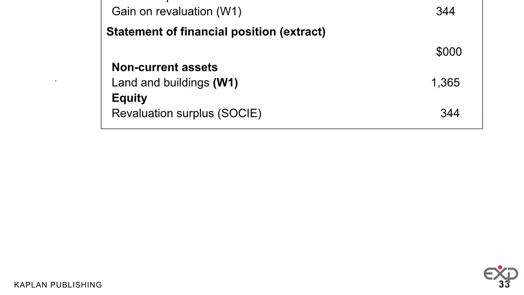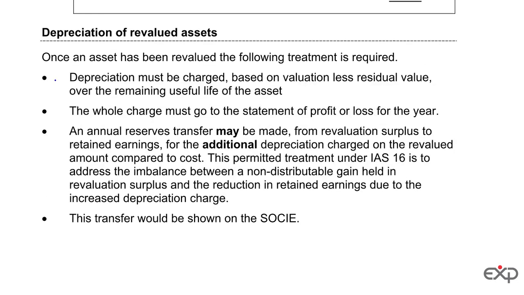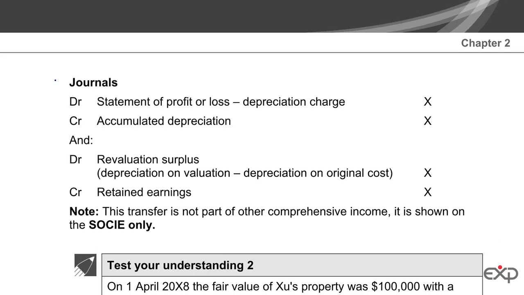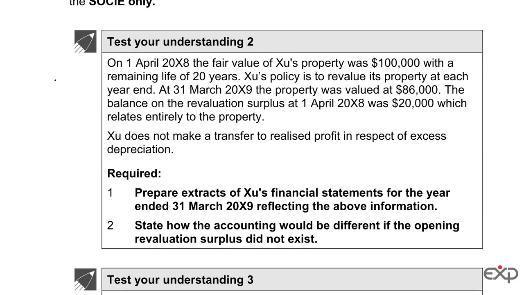Now, let's have a look at a couple of examples. And I'm going to talk about all these points in a nice little illustration called Test Your Understanding number 2. Now here, we're asked to prepare extracts of the financial statements. So we're going to show what's in the statement of profit or loss, what's in the statement of changes in equity, and what's in the statement of financial position.